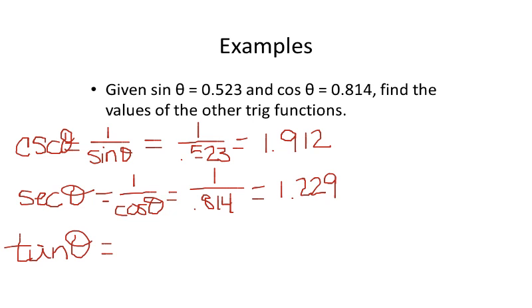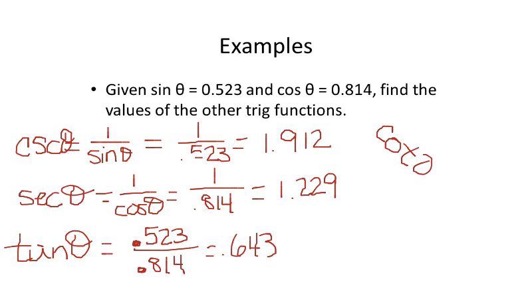Tangent theta is equal to sine over cosine, which is 0.523 over 0.814, and that is 0.643. And then cotangent of theta is equal to cosine over sine, 0.814 over 0.523, which is 1.556.